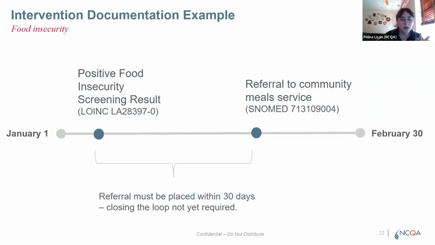So here's an example of documenting an intervention. A LOINC code associated with a positive food insecurity screening is identified. And then a referral for a community meal service, for example, is an acceptable intervention. And we look for documentation of that service referral within 30 days from that original positive screen. Next slide, please.